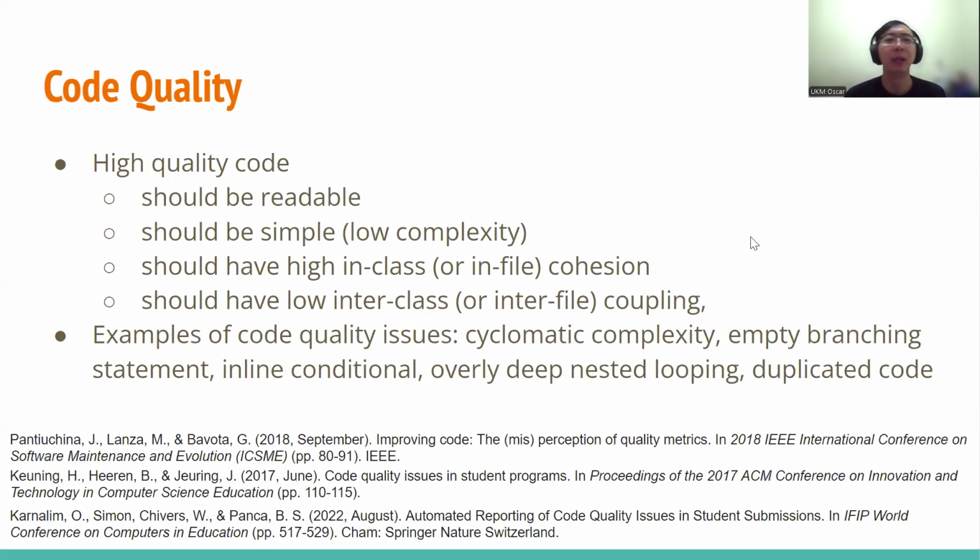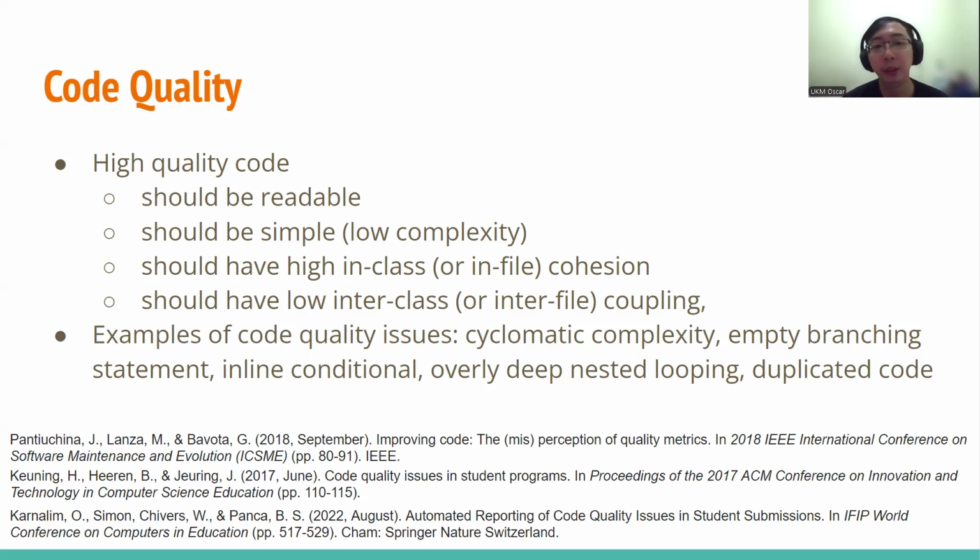So, we will talk a little about code quality, code readability, smells, etc. And I will try to make it simple so that it is easier to understand. First of all, what is code quality? High quality code should have at least four aspects.